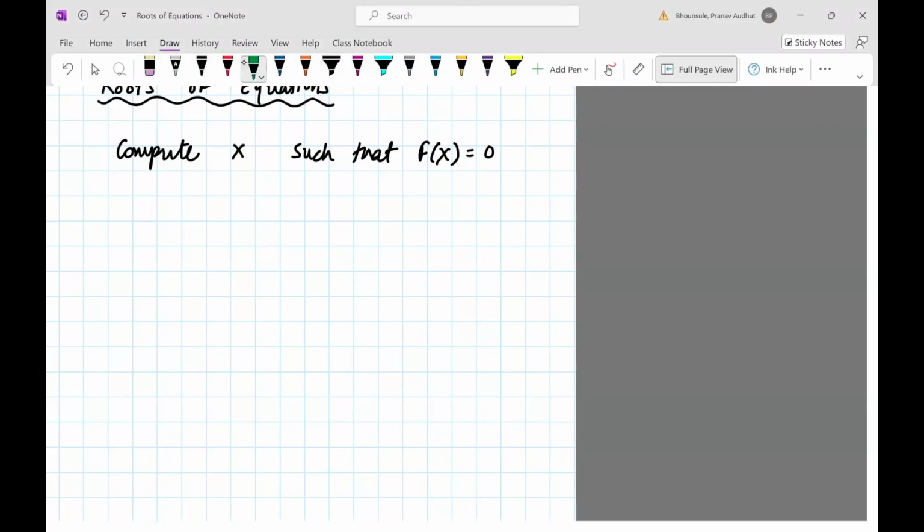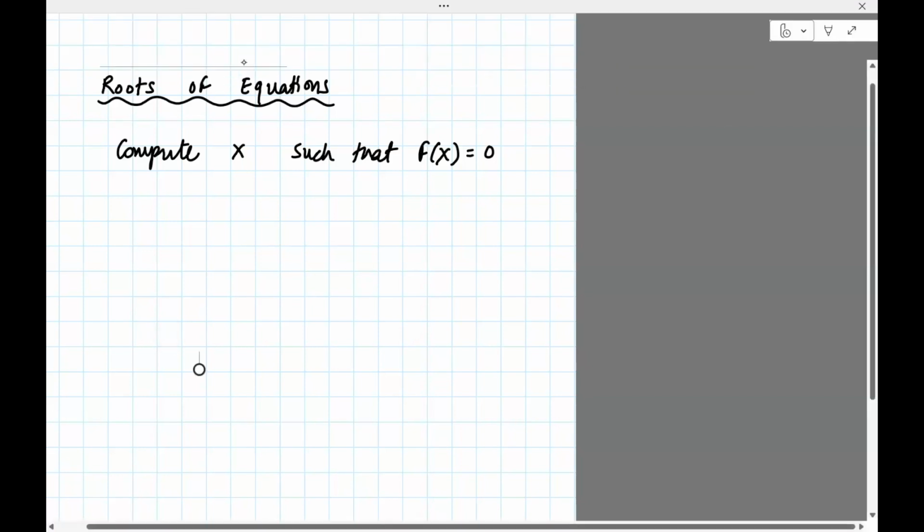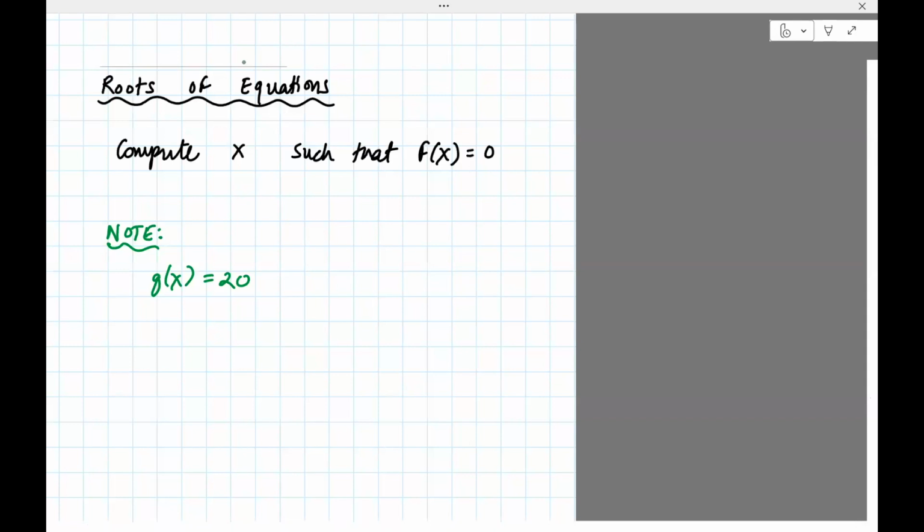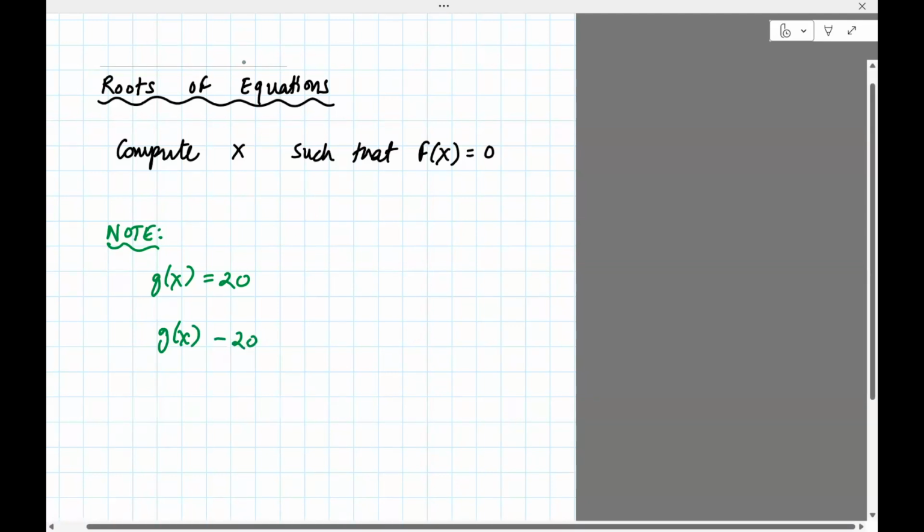Now, sometimes you're told to find a solution such that g of x is, I don't know, just putting some value: find x such that g of x is equal to 20. This is actually also a root finding problem. You can cast it as one by writing g of x minus 20 equals 0, and then treating this as f of x. So now you have reduced it to the same problem, f of x equals 0.